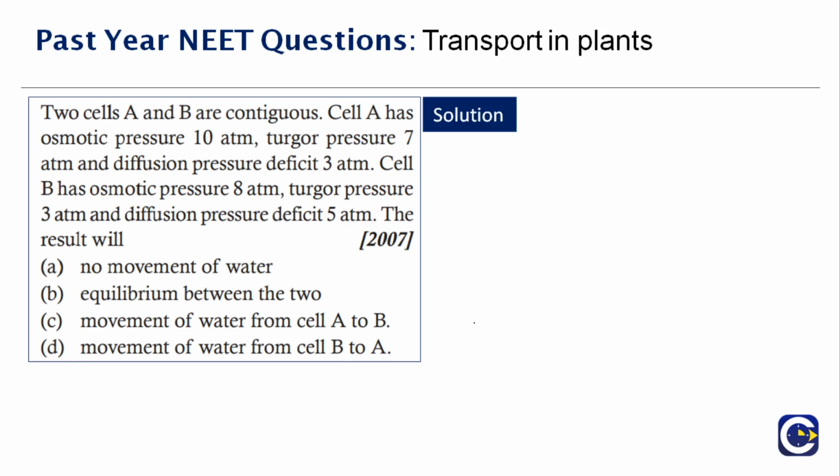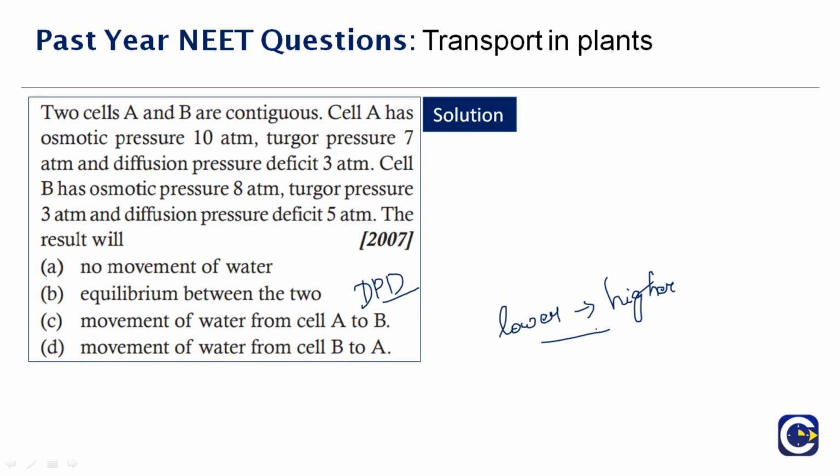Movement of the water will be from the, see, whenever you see the concept of DPD, I told you it is from the lower concentration to the higher concentration. Did I say it in the earlier presentation? I mean in the earlier part. So here movement of water will be from low DPD to high DPD, that is from A to B. Therefore, the correct answer will be movement of water from cell A to B.